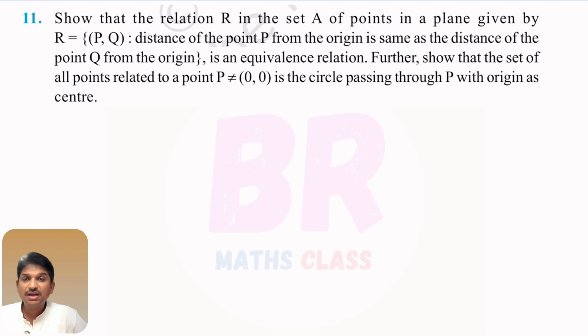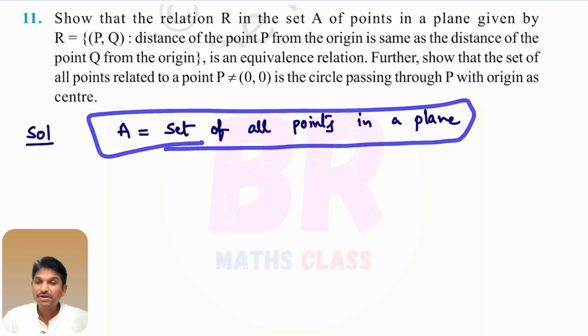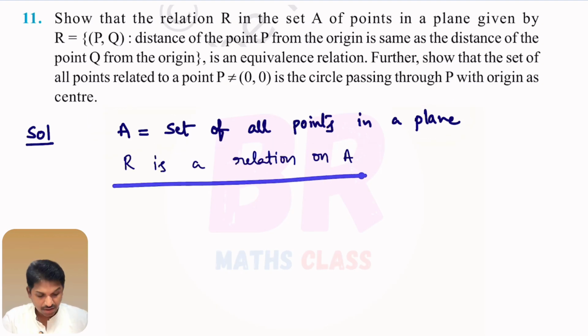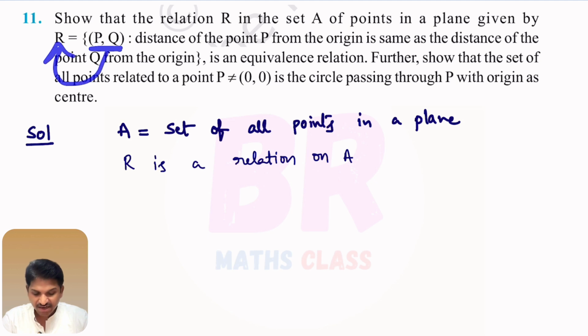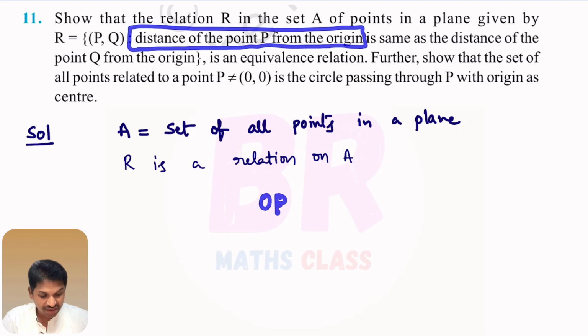You first try to understand what is the data in the given question. They are saying that the relation R in the set A. What is set A? A is a set of points in a plane. A is the set of all points in a plane and R is a relation on A. First, we'll write this information. How is the relation defined? You observe here, 2 points P comma Q. In what way are they related? The distance of P from origin, that is OP, is the same as the distance of Q from origin.